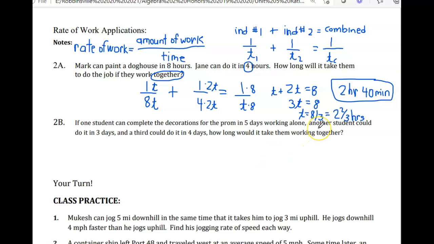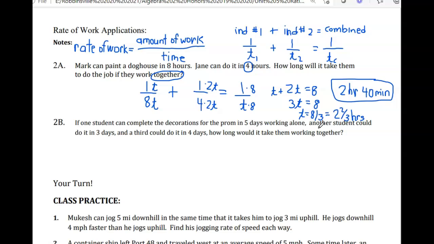You're never going to answer somebody 8/3 of an hour. So if you convert it to a compound fraction, you know it's 2 hours and then 2/3 of an hour. If you multiply 2/3 by 60, you get that 40 minutes. So much less time than the lowest rate of any individual.